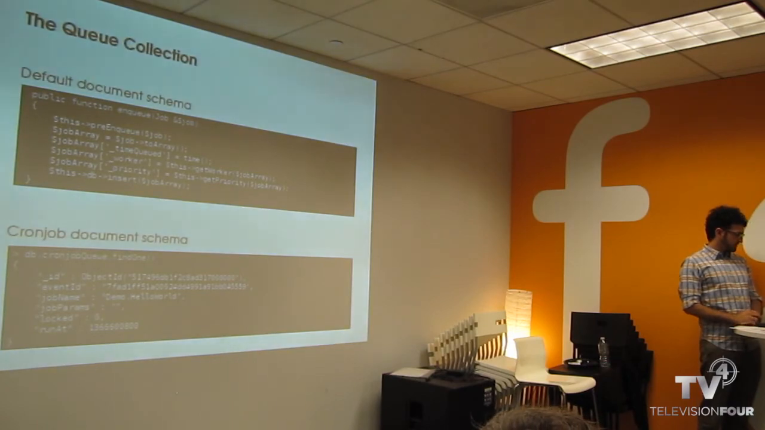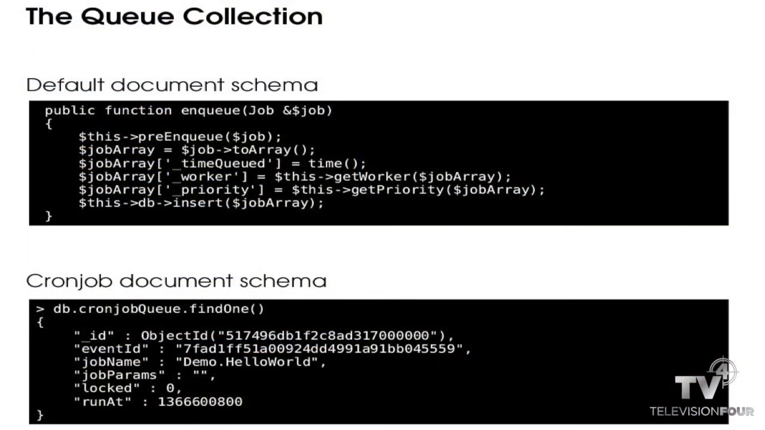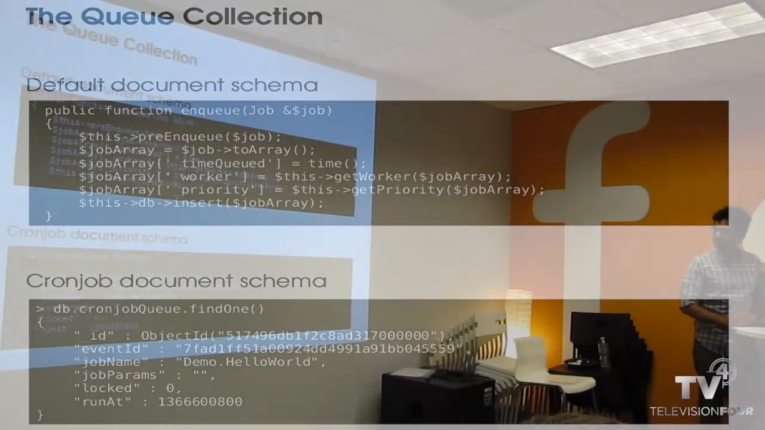This is the one to enqueue by default, and it shows what kind of parameters it adds. I add the time queued, worker, and priority in addition to the object itself. And then for cron jobs, they're very different. I developed the cron job thing first, so I had different names for the properties. Run at is sort of its priority. Locked is kind of equivalent to worker. When it's being processed, it shows the value of the process that's working on it.